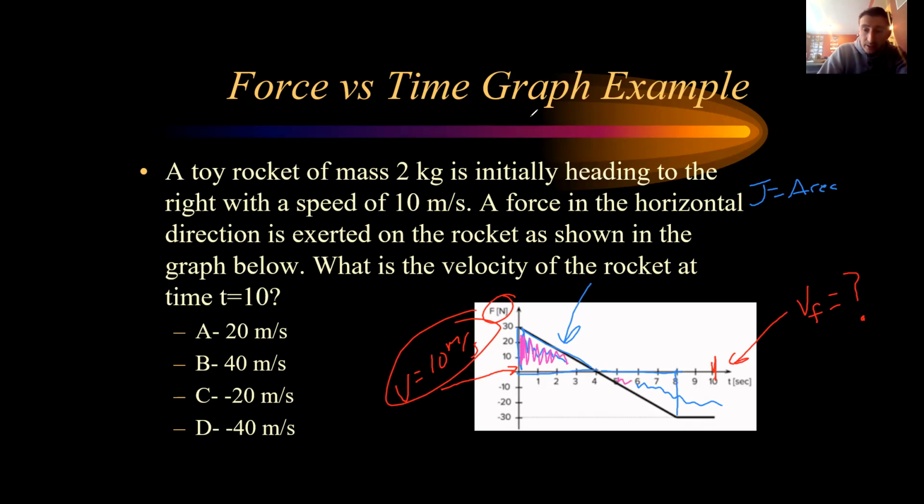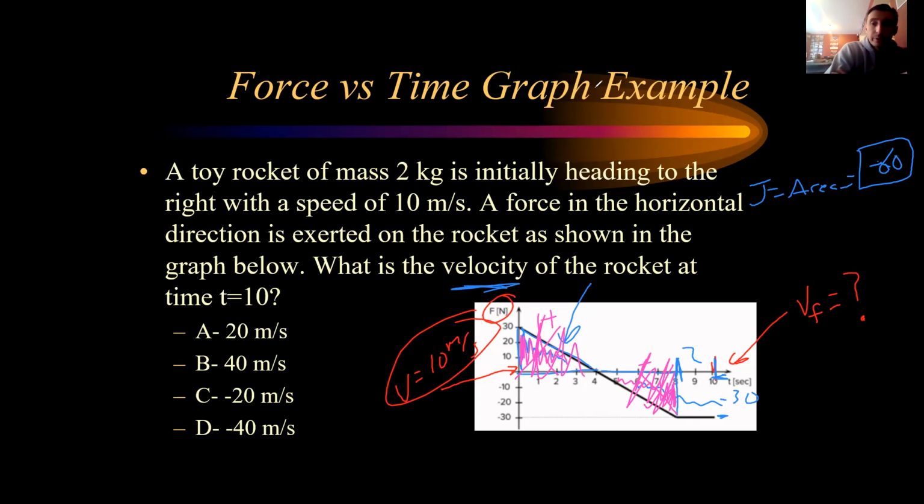So this area and this area, does it make sense that it cancels out? Because it's the same, and one's positive and one's negative, so it cancels out. So all I'm left with is this last part here. I got a rectangle of 2 by negative 30. So my area is equal to negative 60. That is my impulse.